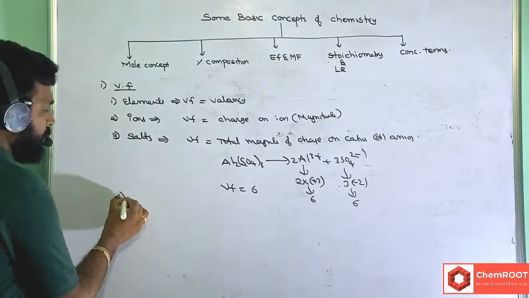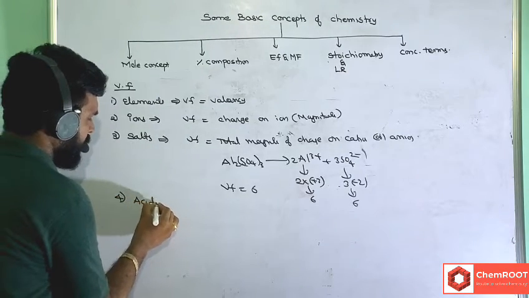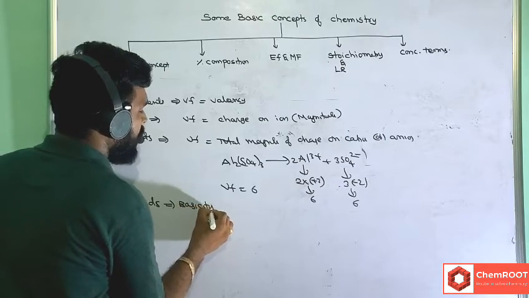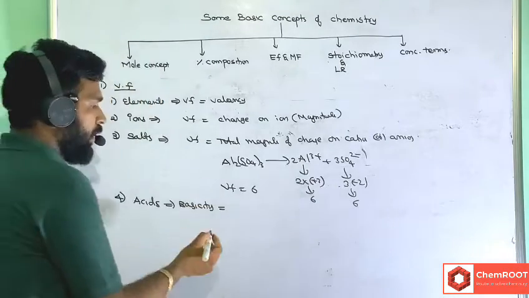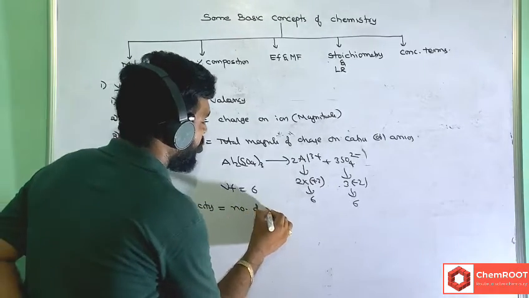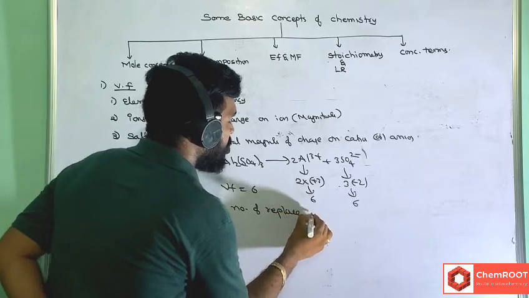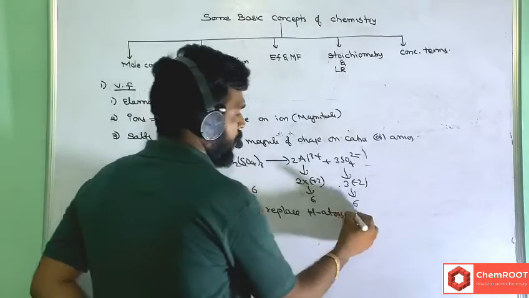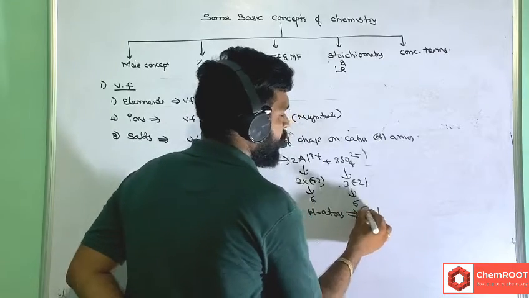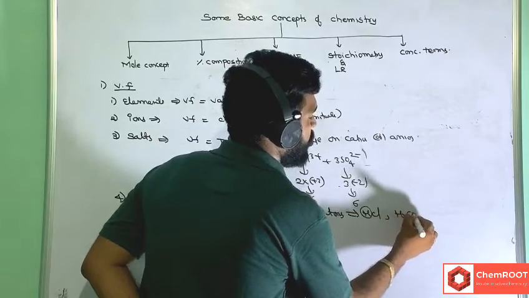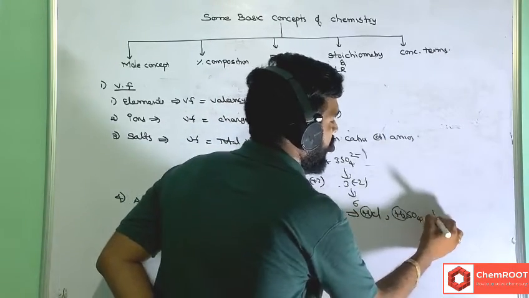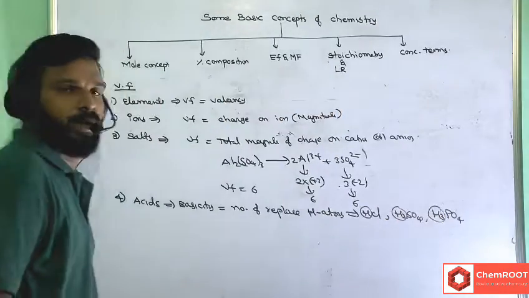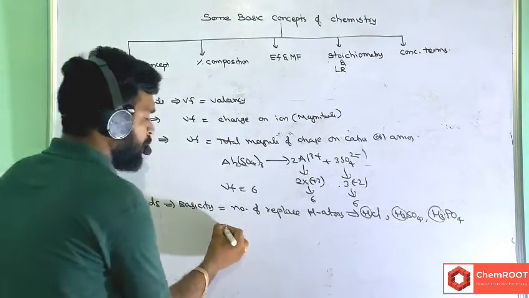And the next one is for acids. In the acids case, the valency factor is also called the basicity. And we can find it from the number of replaceable hydrogen atoms. Okay. So for example, you have HCl, 1 replaceable hydrogen; H2SO4, 2 replaceable hydrogens; H3PO4, 3 replaceable hydrogens. So the replaceable hydrogens will be given.